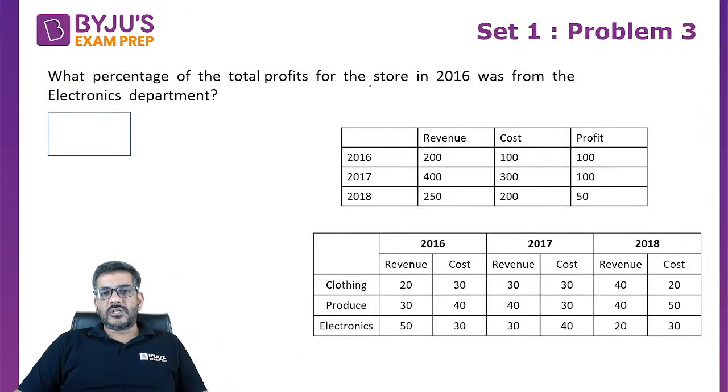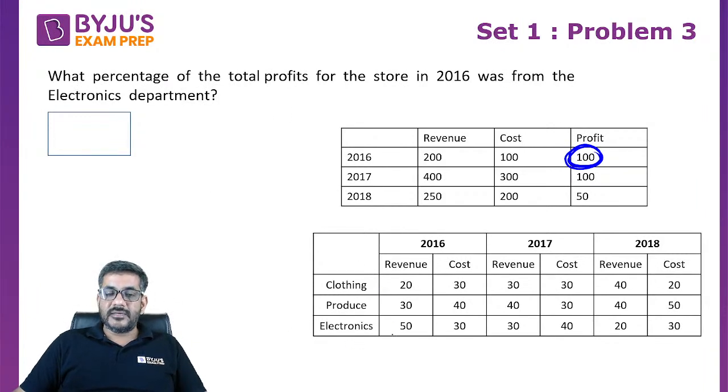What percentage of the total profits for the store in 16 was from electronics department? So how much profit is coming from the electronics department, and its ratio to the total profit for 16. The total profit for 16 is 100. Total profit for 16 is 100. What percentage of that is from electronics department?